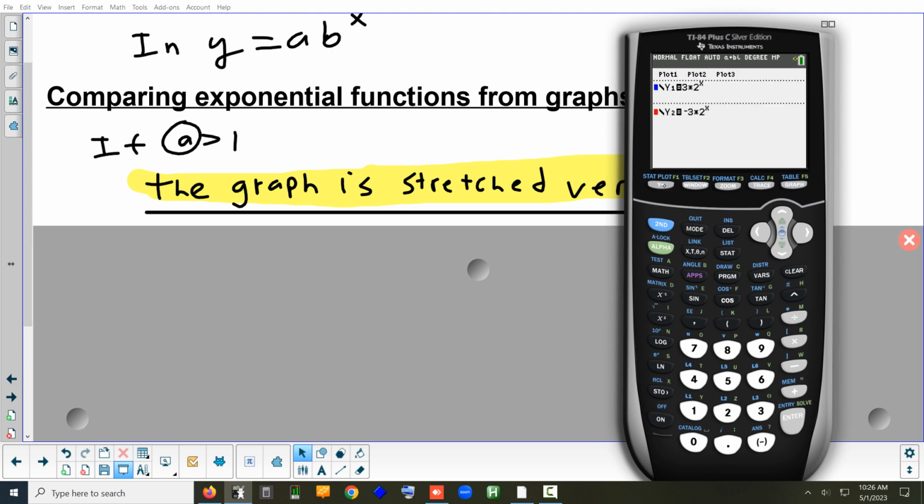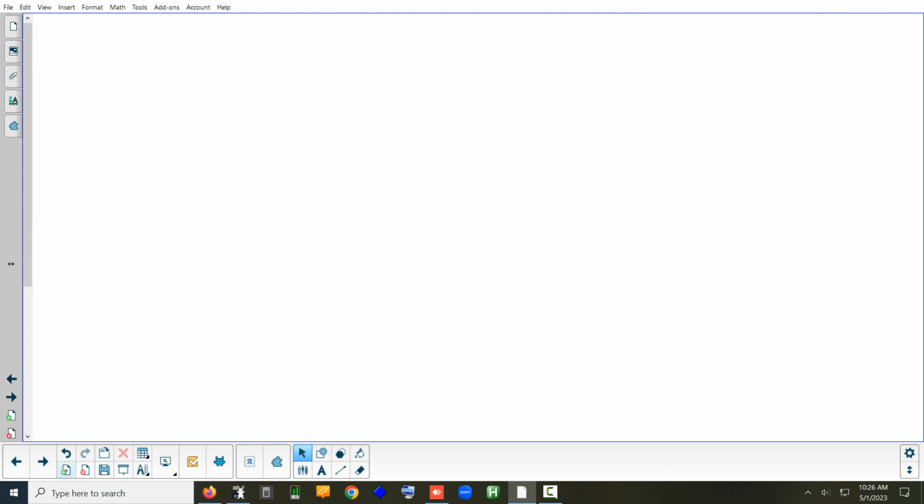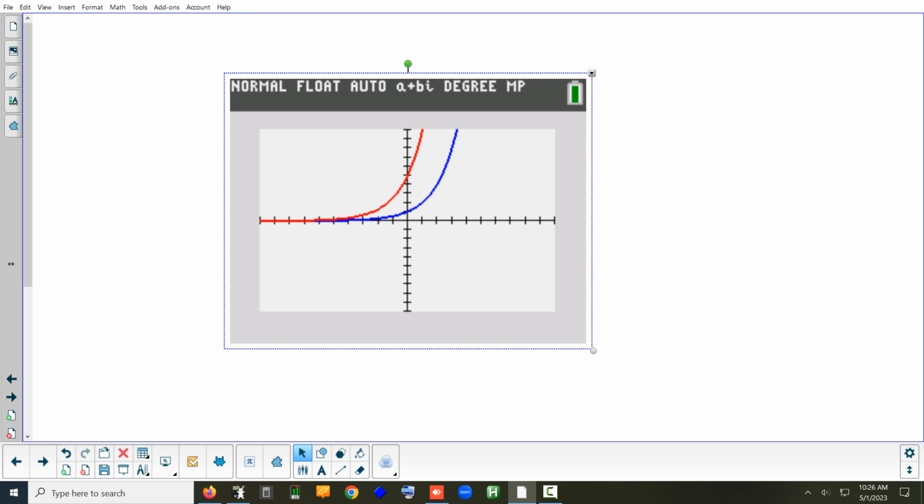Here's an example. Let's take something like 1 times 2 to the x and 5 times 2 to the x. I change the A value to a 5, and watch what happens. That's the original, and that is the new one. So what happened is it stretched. And if you can't quite see how it stretched, well, I can show you.